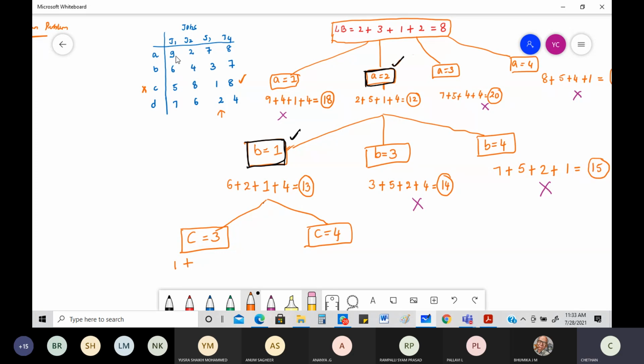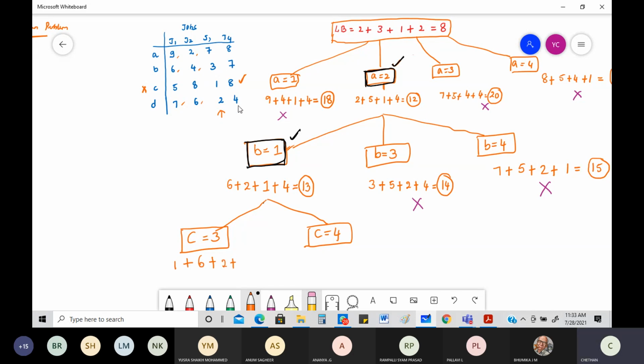Minimum among 9, 6 and 7. Be careful. Which is minimum among all these things? 9, 6 and 7, minimum is nothing but your 6. Plus, go to the next one. 2, 4, 6. Which is minimum? 2, 4, 6. Minimum is 2.